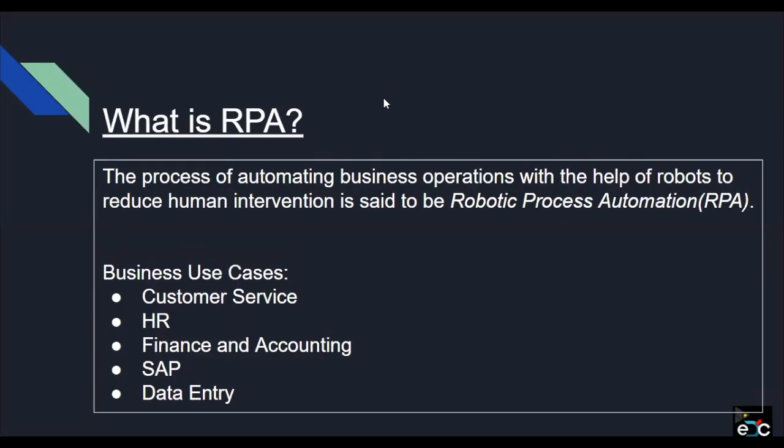Some very basic business use cases of RPA that are already being used in the industry are SAP functions, customer service inquiries, HR replies to simple mails, something like automated reply for sick leaves, and basic promotion salary values. So all that can be done using the robot. Finance and accounting functions, data entry in supply chain management and other inventory management.